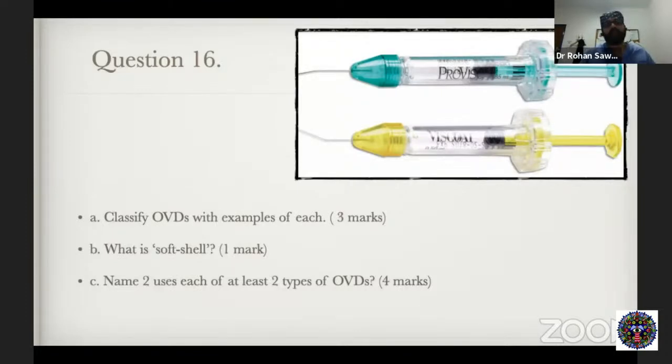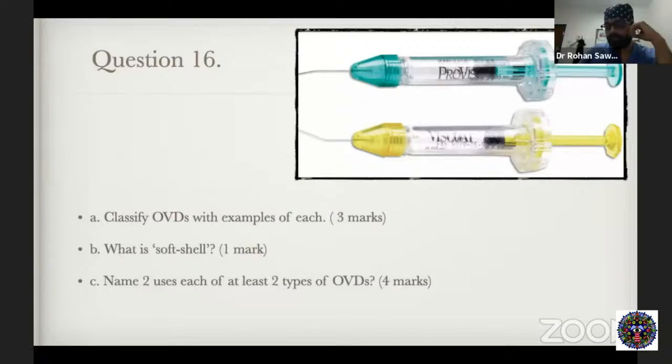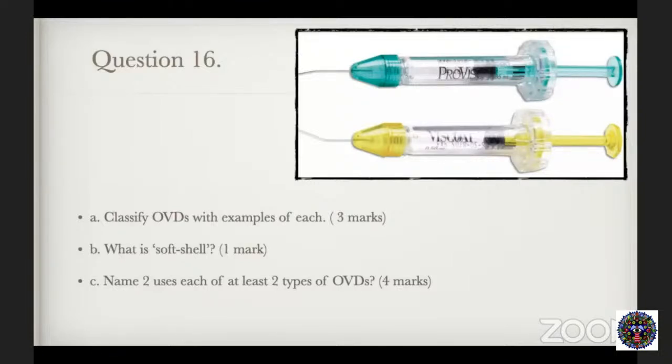They're asking you, how will you classify OVDs with examples of each? What are the different classes? Dispersive or viscoadaptive. And cohesive. Examples of cohesive? Cohesive is Healon GV. Sodium hyaluronate. Good. Which is sodium hyaluronate.